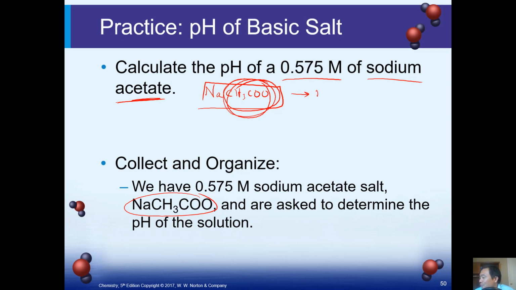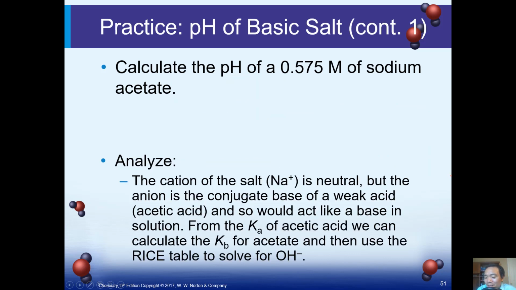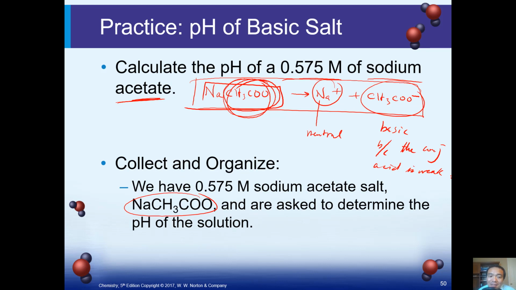So remember, when this thing dissolves in water, it will become this. But do remember, this is not what you're going to use to do the calculation. This just shows you why this thing will be basic, because Na+ is neutral. This guy is basic because the conjugate acid is weak. Remember, the weaker the acid, the stronger the base. So that's why acetate demonstrates basicity.